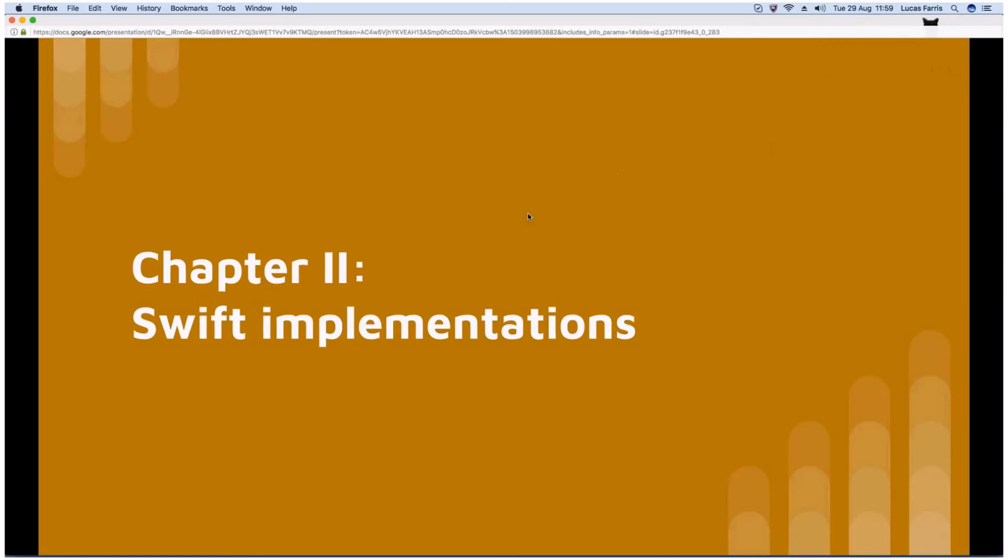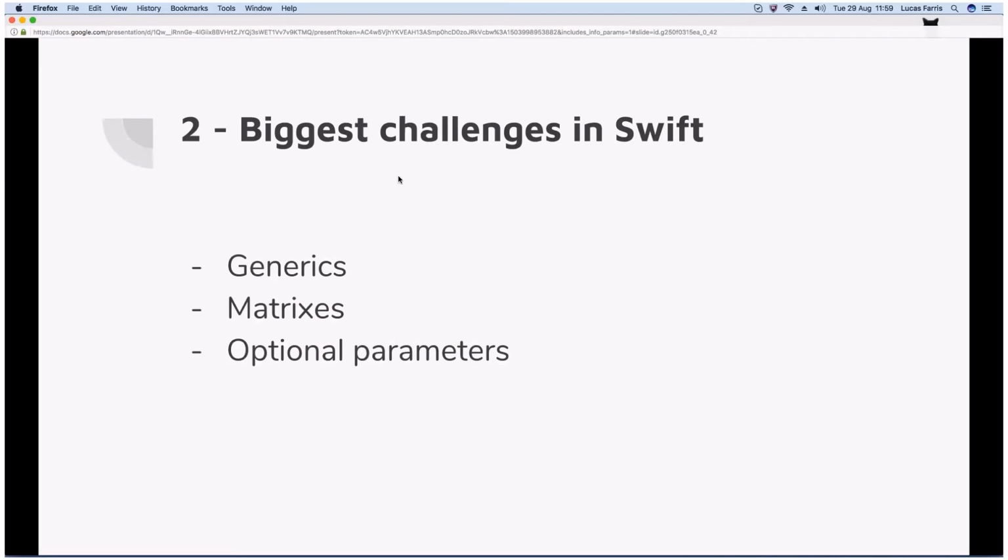Let's go. So I was implementing many algorithms in Swift, as I mentioned, from scratch, starting again. And these are the three biggest problems I found. No, actually, three suggestions that I found that I thought would be interesting to share. So let's talk about them.